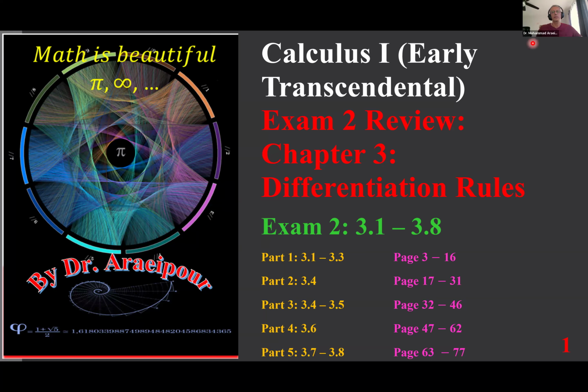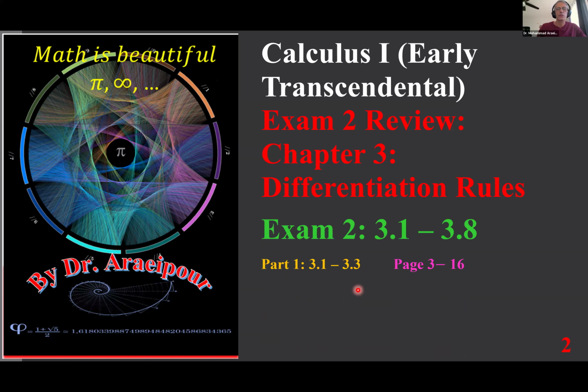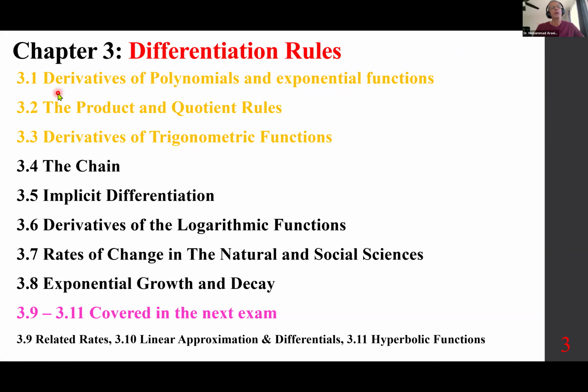Good afternoon, class. We are looking at exam 2 review, chapter 3, differentiation rules, covering from 3.1 to 3.8. The first part covers 3.1 to 3.3: 3.1, derivatives of polynomials and exponential functions; 3.2, the product and quotient rules; 3.3, derivatives of trigonometric functions. And then we continue with more.